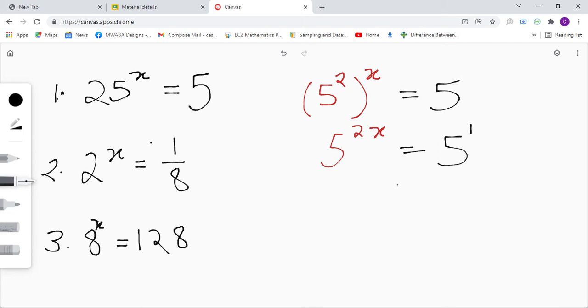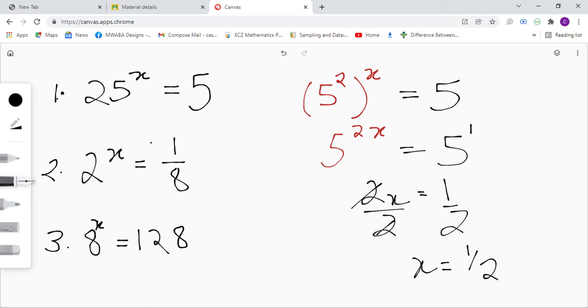So now since we've got the same bases, we're just going to take the exponents. Okay, so we're going to have 2x equals 1, and now we can solve for x. We're going to divide both sides by 2, and x equals half. Okay, so we made the bases similar, and then we just equated the indices and we solved for x. So let's go to example number 2.